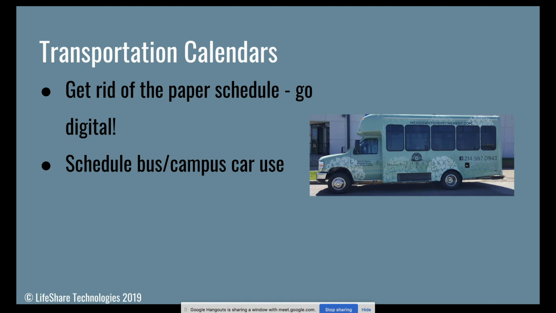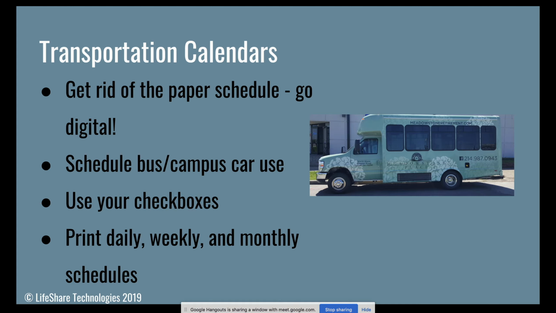So you can schedule your bus use, your campus car use, use your check boxes to be able to say, okay, I want this also. So you may be able to schedule an activity. Maybe you're doing a shopping outing and you're putting it on your AL calendar, but you can also check for it to go on the transportation calendar as well at the same time, so that you're not having to put that event in twice. You're saying, okay, it's going on my AL calendar, but I also am going to need transportation for that. I'm going to need the bus to go shopping, so you can schedule that in that time so that everyone knows that bus is taken at that time.